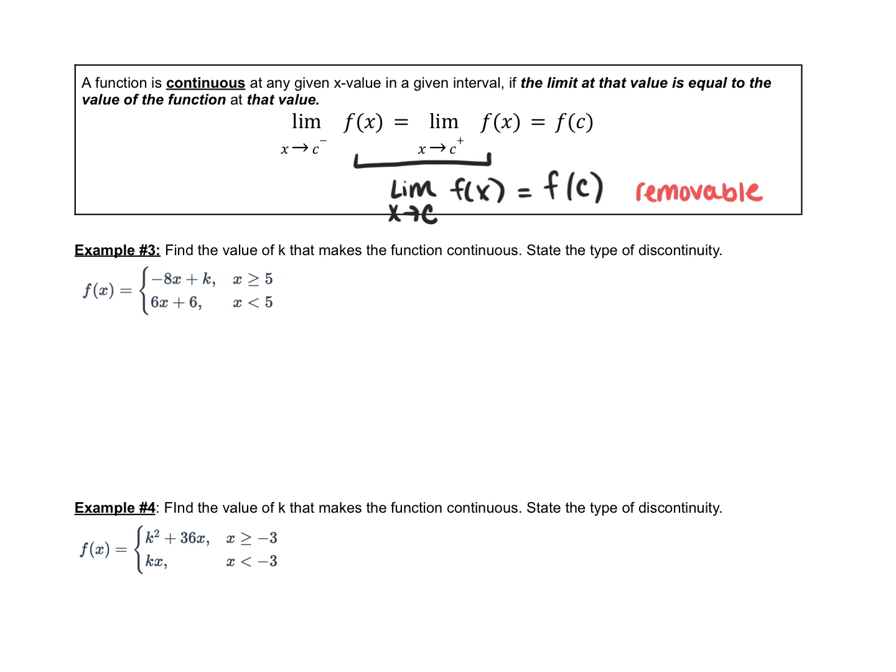So let's take a look at one more example. We'll do example number 3. It says find the value of k that makes the function continuous and state the type of discontinuity. So if you notice, we have this function when x is greater than 5, so that's the right side. And then we have this function, 6x plus 6, when x is less than 5. That's from the left side.